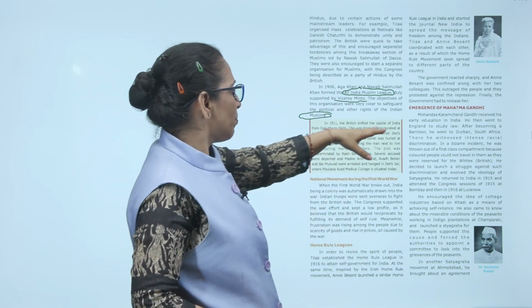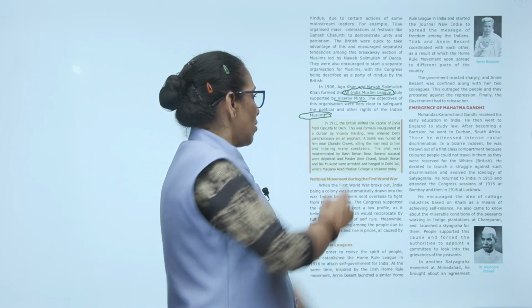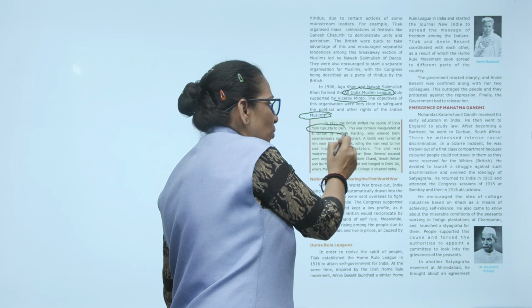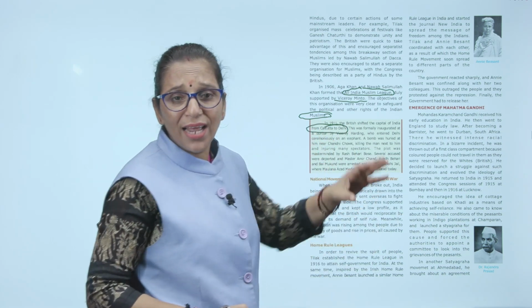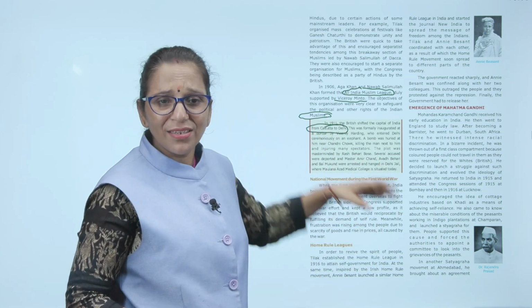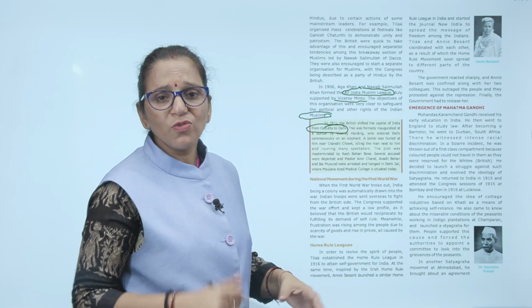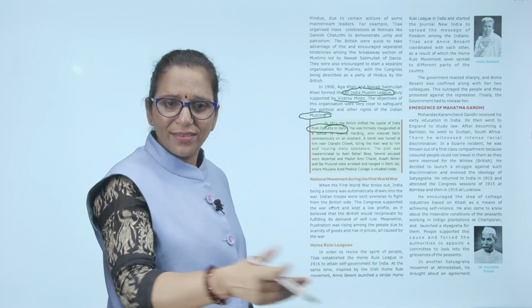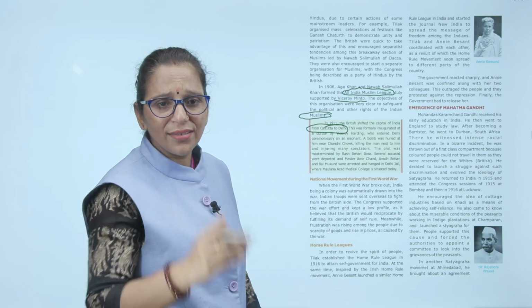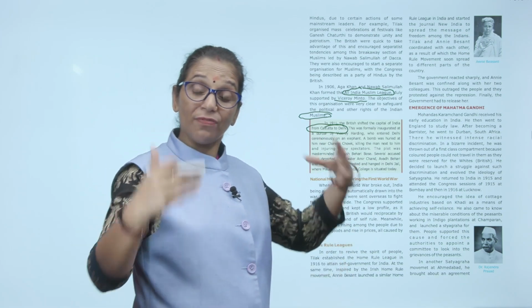In 1911, the British shifted the capital of India from Calcutta to Delhi. That you have to know, beta. In 1911, Delhi became the capital. Previously, Calcutta was the capital. This was formally inaugurated at the Darbar of Viceroy Harding, who entered Delhi ceremoniously on an elephant.